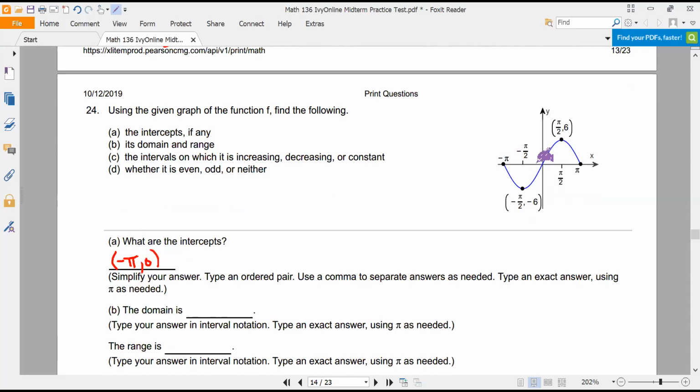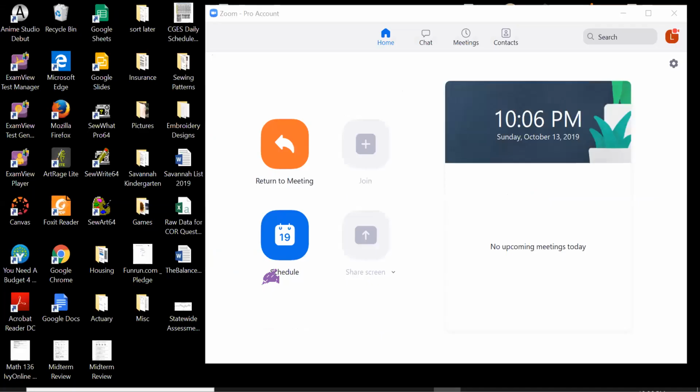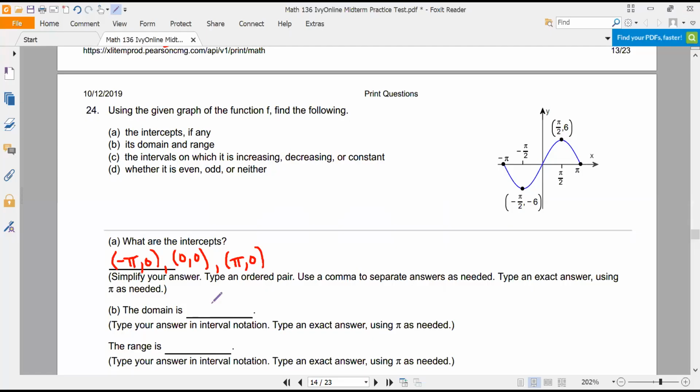We also cross at 0, 0. And it did say use commas to separate each answer. And then at π, 0. Now my domain is all the x's that are being used in the entire graph. So it looks like we're using anything from -π to π. And we are including those endpoints because they are not open circles.